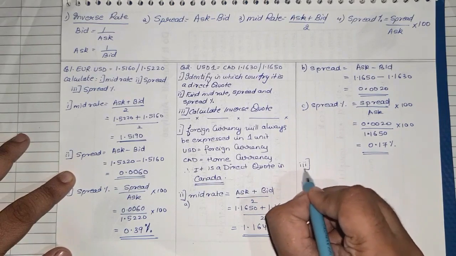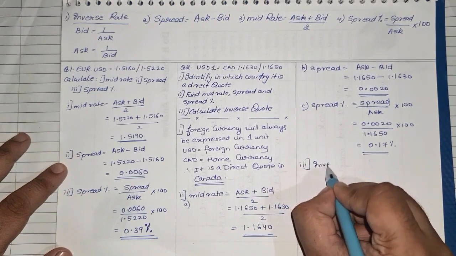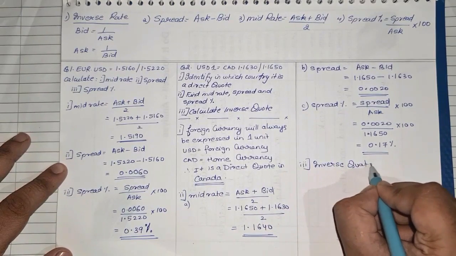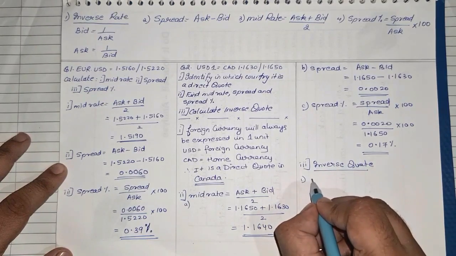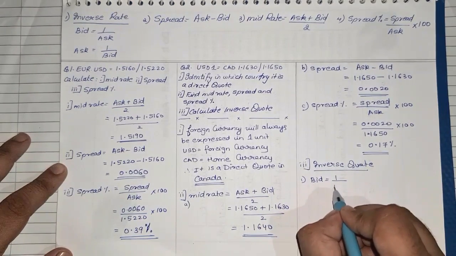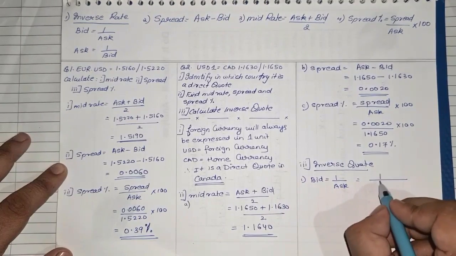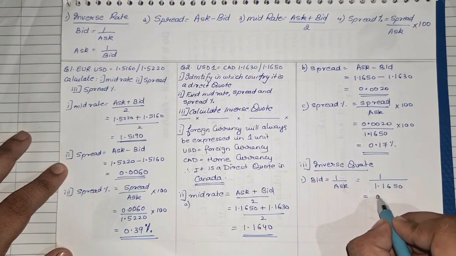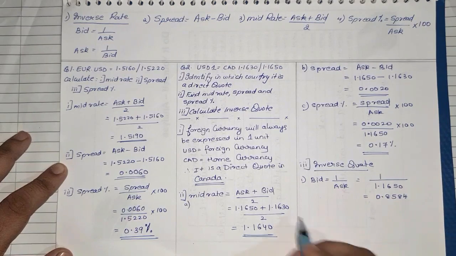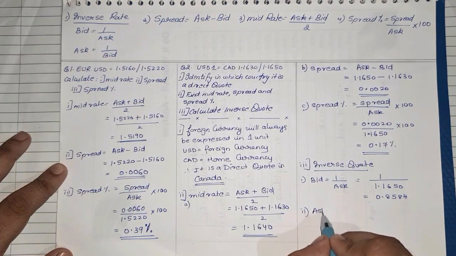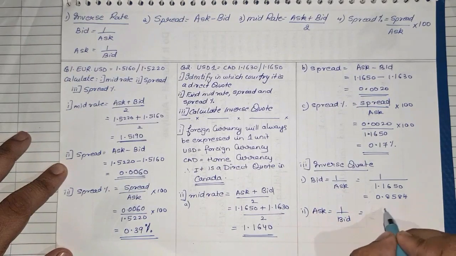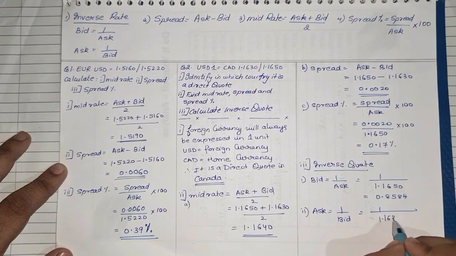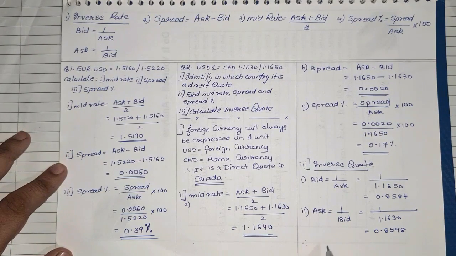Third, what they've asked us to find is the inverse quote. Okay, now the inverse quote formula is, number one, we need to first find the inverse bid rate. So the bid rate will be 1 upon ask, that is 1 upon 1.1650, that's my ask rate. When I divide, I get the value as 0.8584. And secondly, I'll have to find the ask rate. Ask is nothing but 1 upon bid, which is 1 divided by 1.1630, which comes to 0.8598.